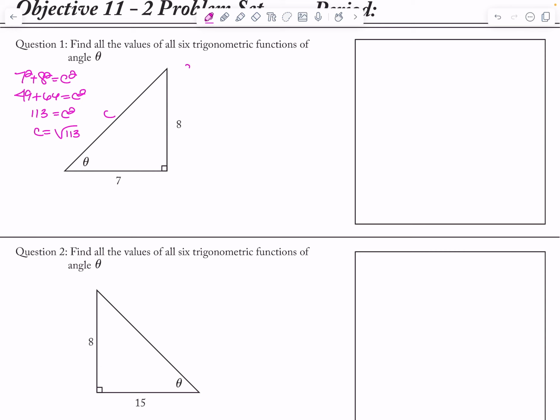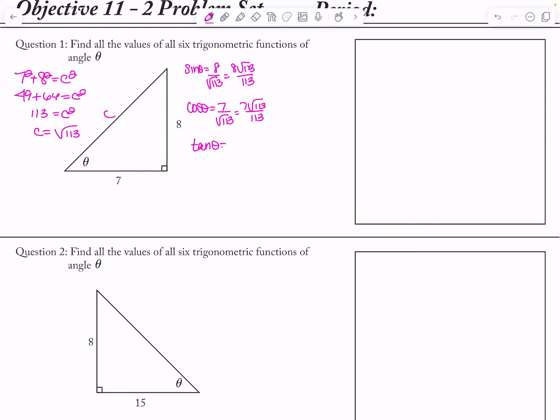So I want sine of theta. So 8 over root 113. When I rationalize the denominator, I get 8 root 113 over 113. Cosine of theta is 7 over root 113. So that is 7 root 113 over 113.